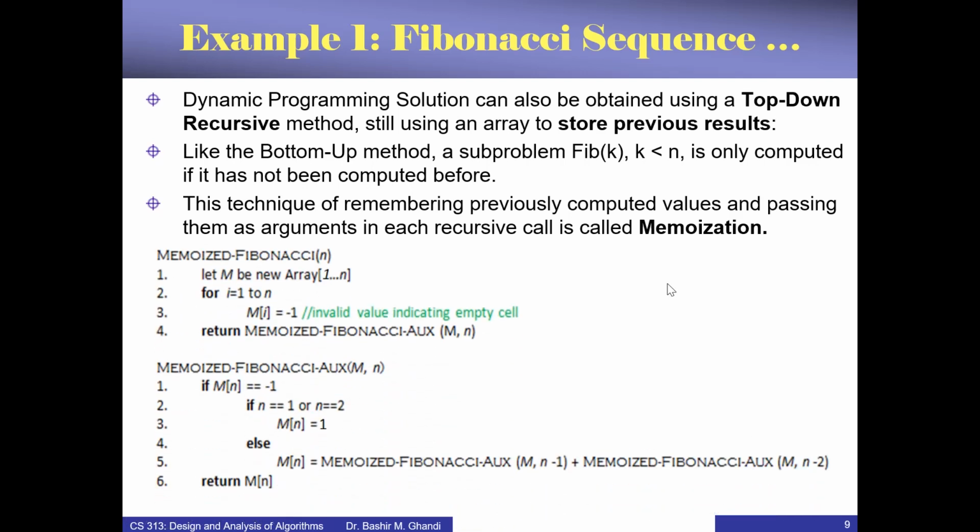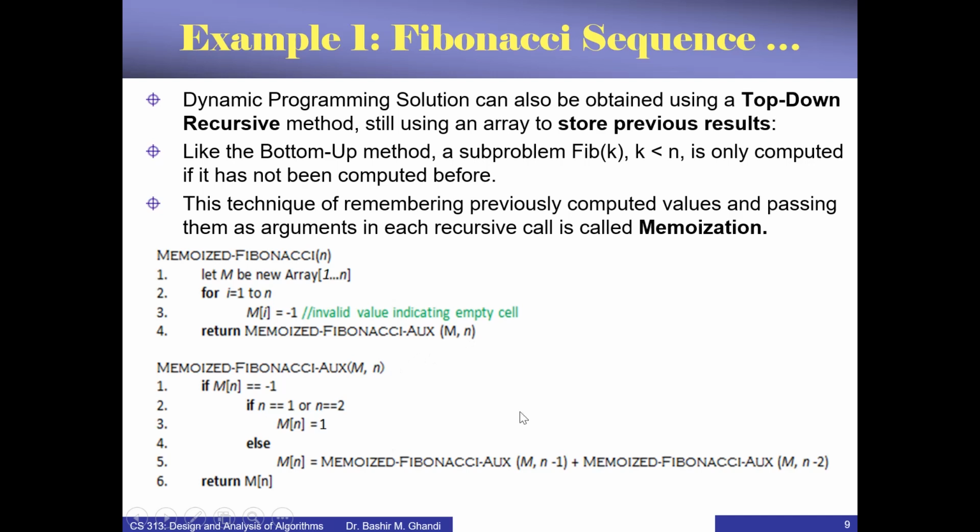This is the memoized version of the Fibonacci sequence. It actually breaks the algorithm into two. The first one will create an array which will be used to save the solutions and initialize it, in this case with -1, because we know that valid values for the Fibonacci are all positive. So if you see -1 in a particular cell, we know that that value has not yet been computed. So we create an array and initialize all the cells to -1, and then call the second method or procedure, passing to it the array that has been initialized and the original n that we wish to find the Fibonacci of.